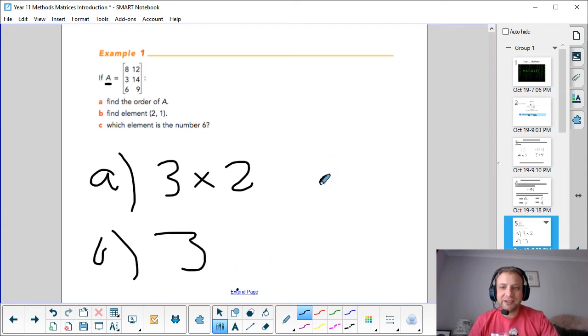And which element is the number 6? You can see the 6 is in the third row down and the first column in.